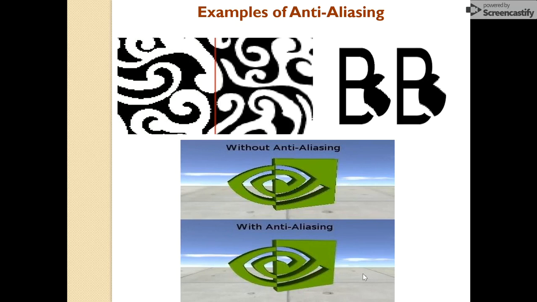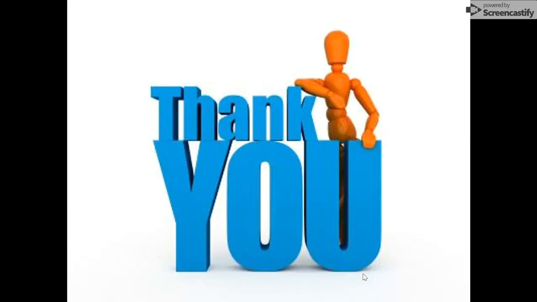And as I said before, these are some of the examples of anti-aliased images. So the image that is anti-aliased, there's a difference. It's a smoother image which has more clarity.